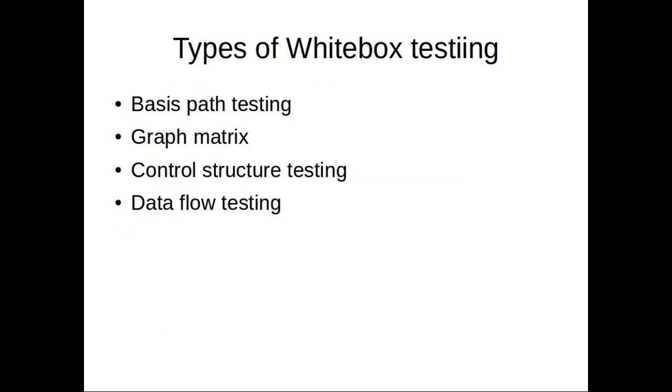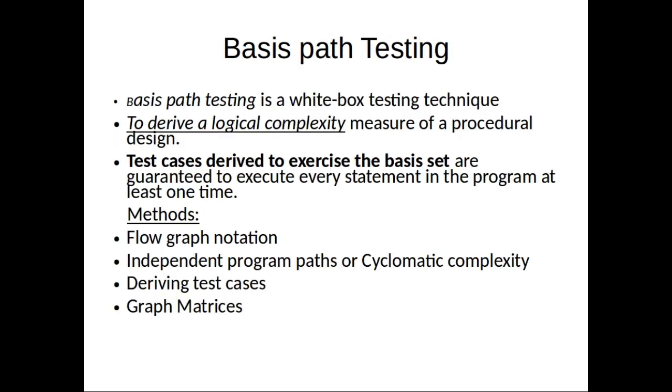So let us understand different types of white box testing. Four types of white box testing are basis path testing, graph matrix, control structure testing, and data flow testing. Tom McCabe proposed basis path testing. Basis path testing is a white box testing technique.